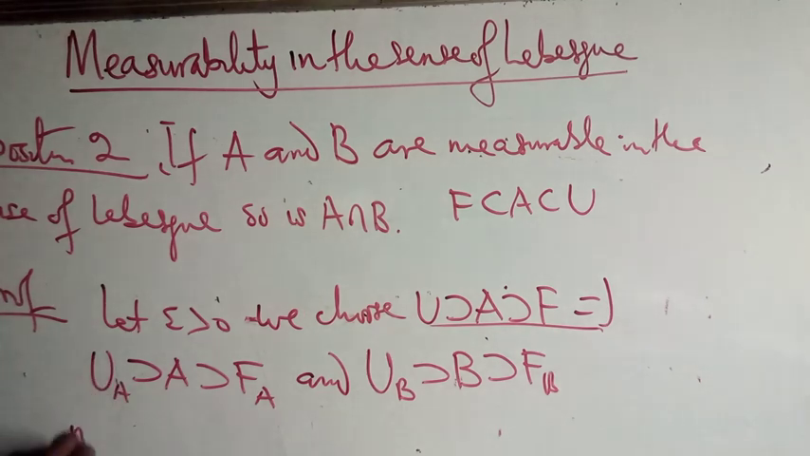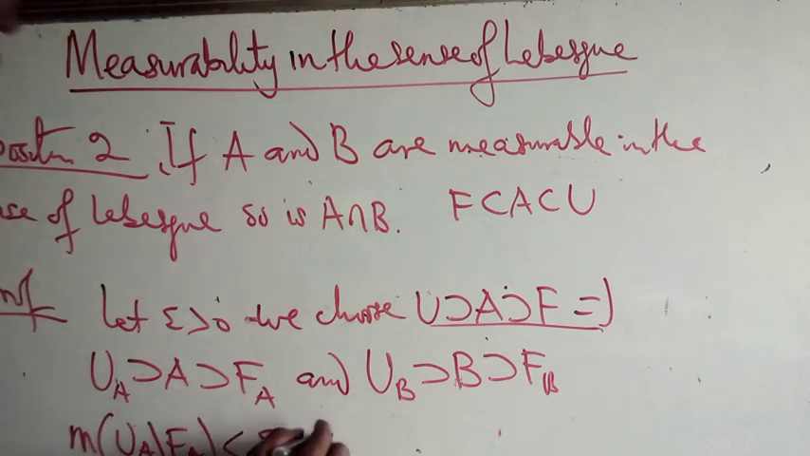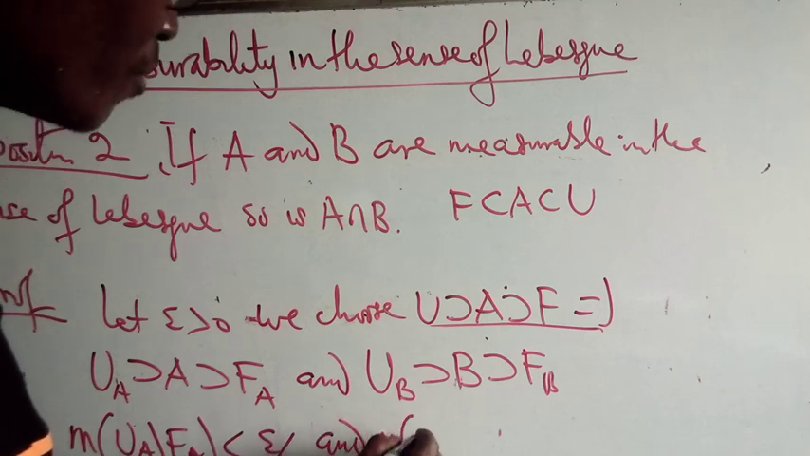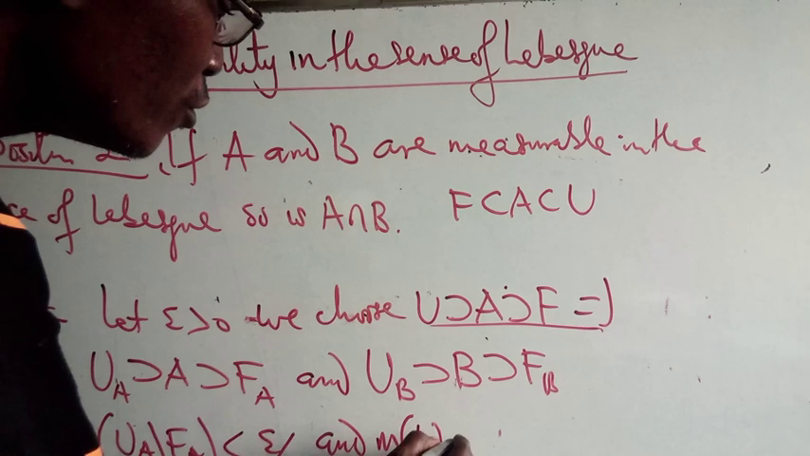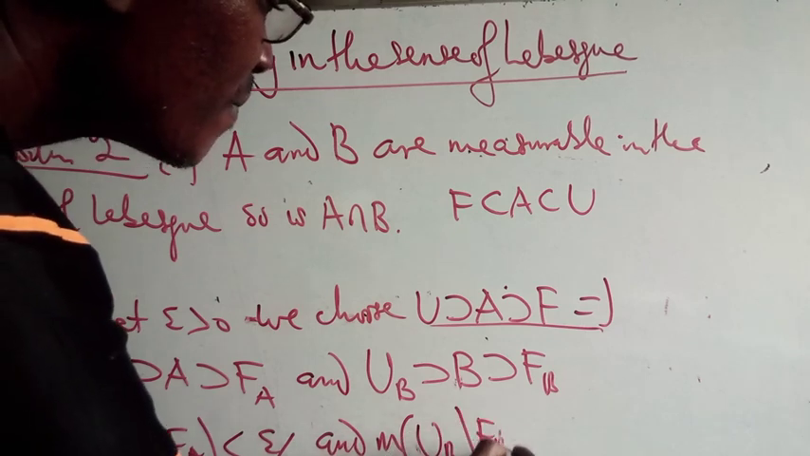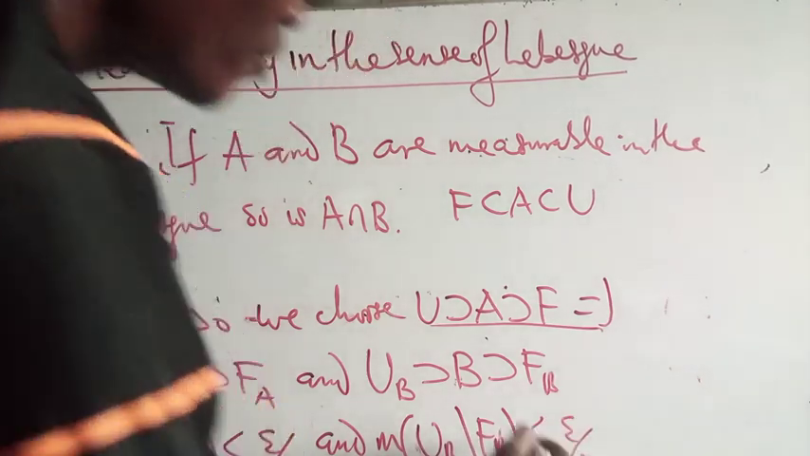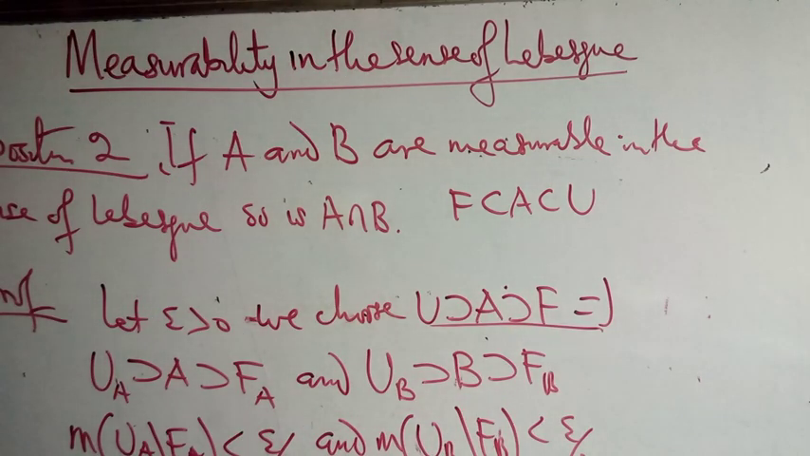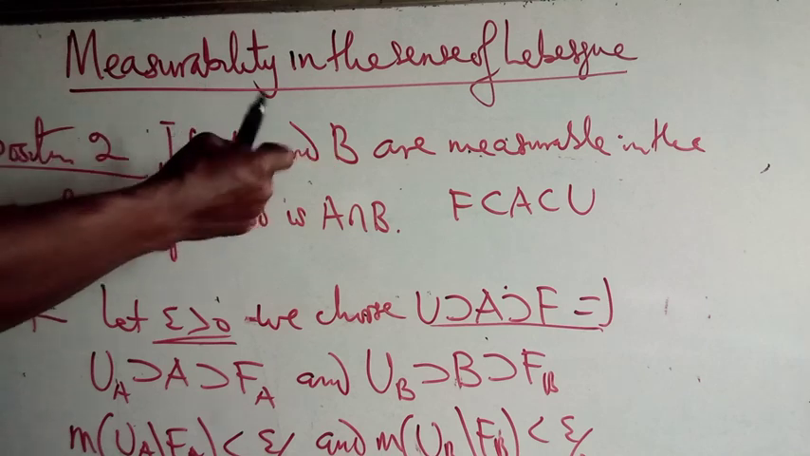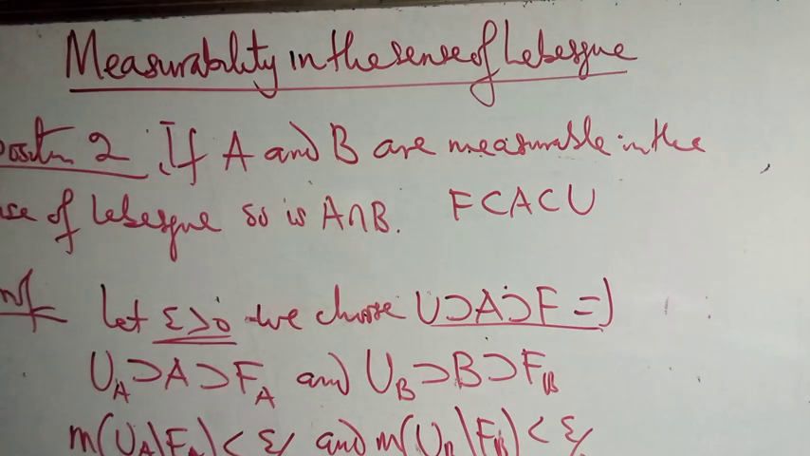Therefore, the measure of U_A difference F_A is bounded by epsilon over 2, and the measure of U_B difference F_B is equally bounded by epsilon over 2. How do you arrive at epsilon over 2? The initial epsilon must be positive, and now we are talking about two sets, so we divide it into two parts so that when we add them up, it gives us epsilon. That's our target here.